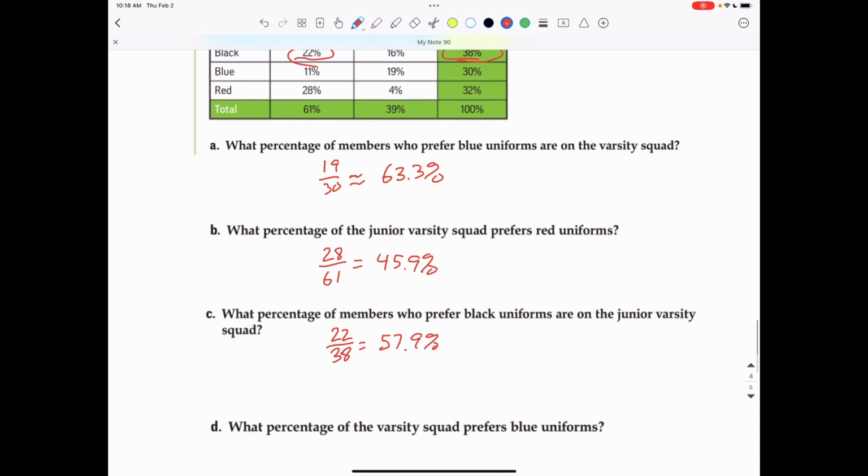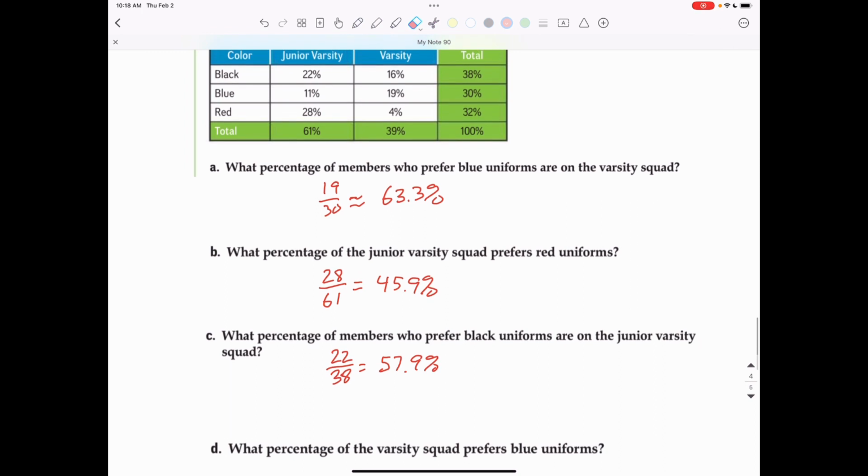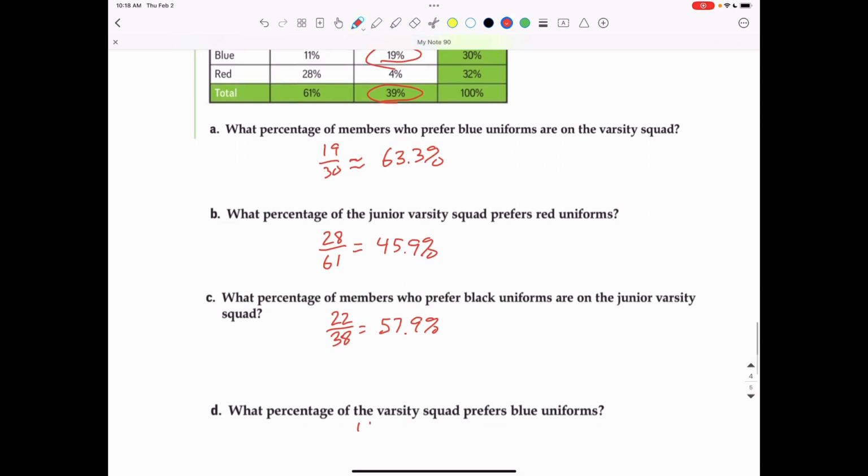And finally, what percentage of varsity squad members prefer the blue uniforms? So which columns are we using for this one? So on this one, the varsity squad members constitute 39% of the total squad. And those who like the blue uniforms are the 19%. So that would be 19 divided by 39. And that is approximately equal to 48.7%.